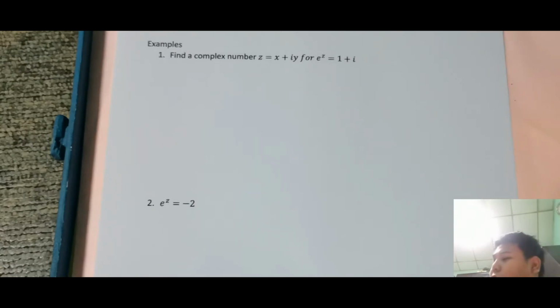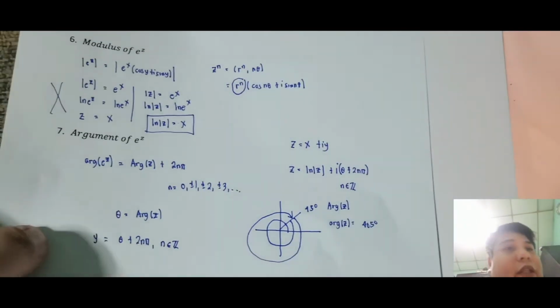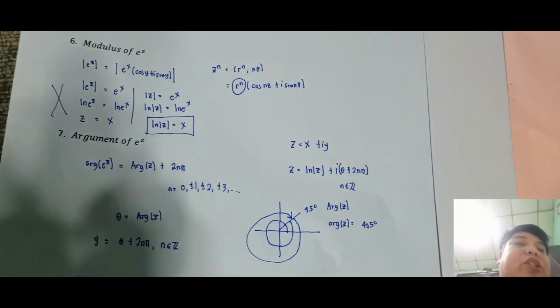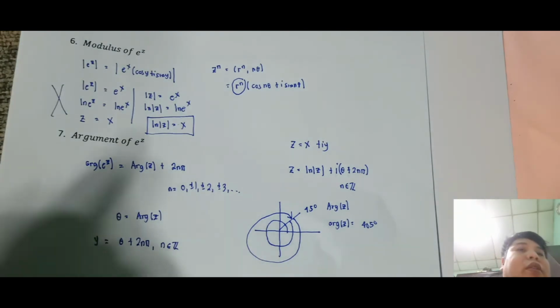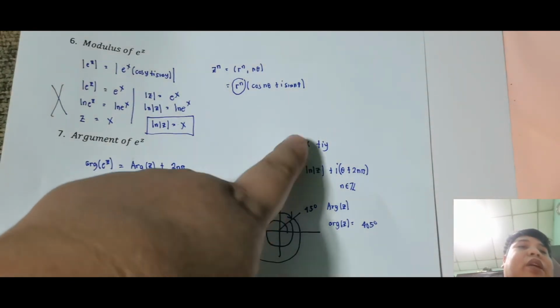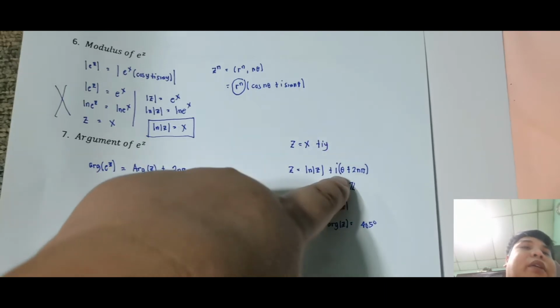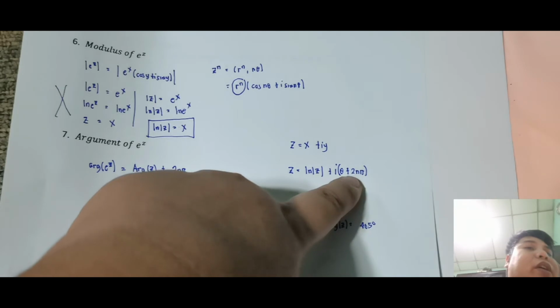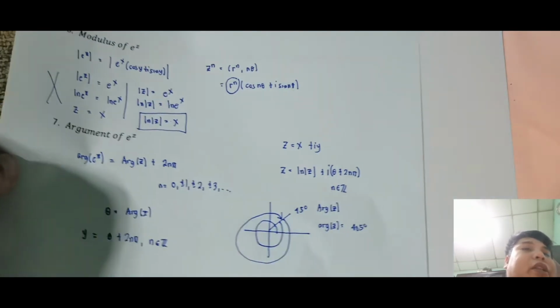So, let's have examples. Ngayon, naalala nyo, no? May nilagay kasi ako kanina. Ito. So, sabi ko, z is equal to x plus iy. In terms of ating exponential function, kunyari exponential yung given, ito yung representation niya. So, yung x is ln of modulus of z plus i, argument of z, or yung theta, yung principal argument plus 2nπ for n element ng integers. Okay? So, ganyan natin nahanapin to.